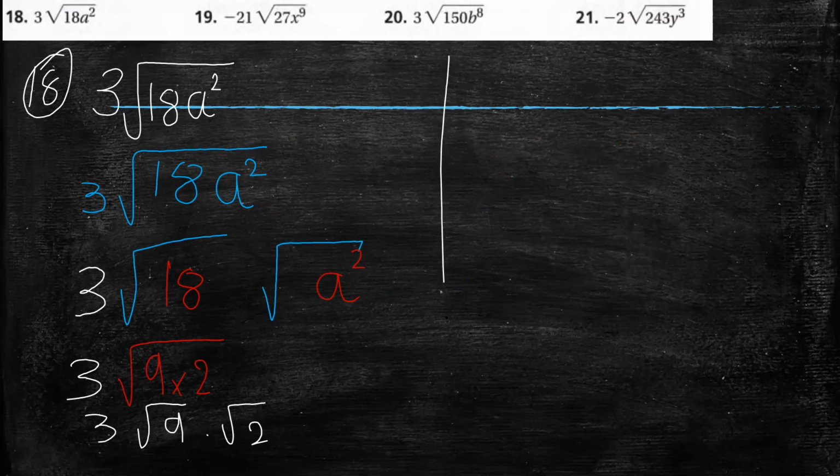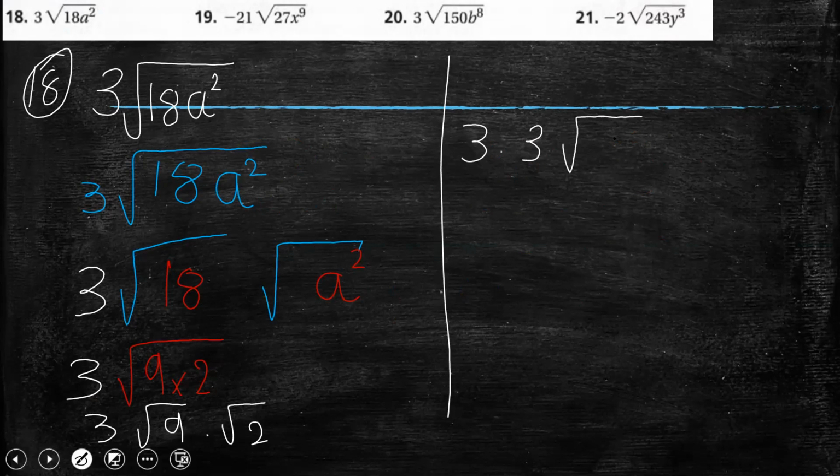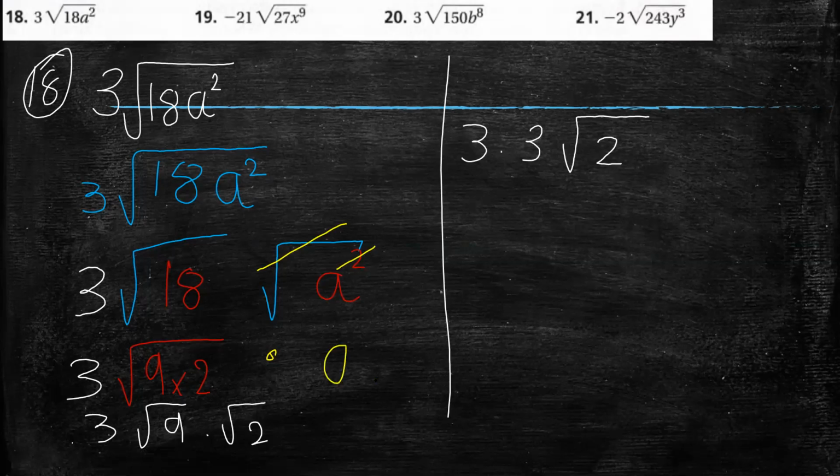Let's now continue here. 3, keep it as it is. Then, what is the square root of 9? 3. 3 times, what is the square root of 2? Nothing. Keep it as square root of 2. Then, after I finished the numbers or the constant, let's come back now to the variable. Here we have square root of a squared. They cancel each other. So what do we have? We have only a. Then now let's combine them.